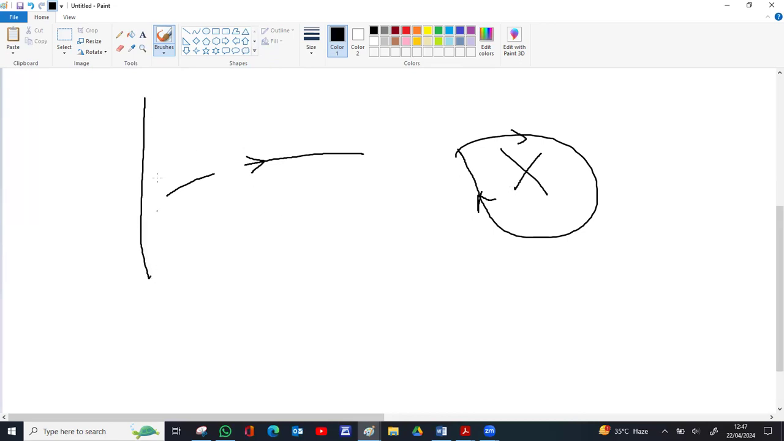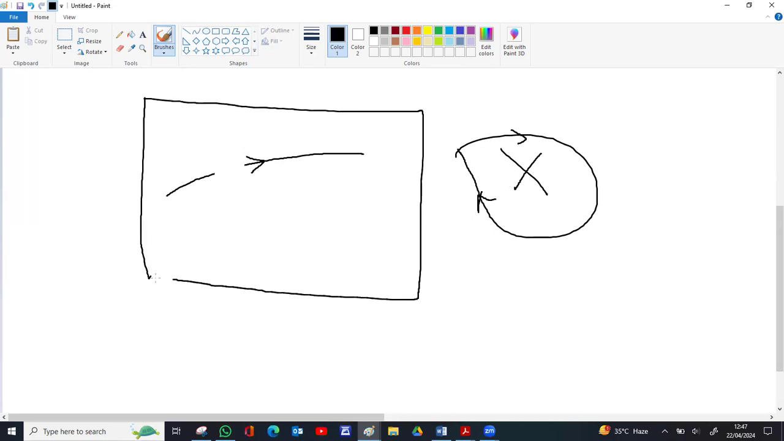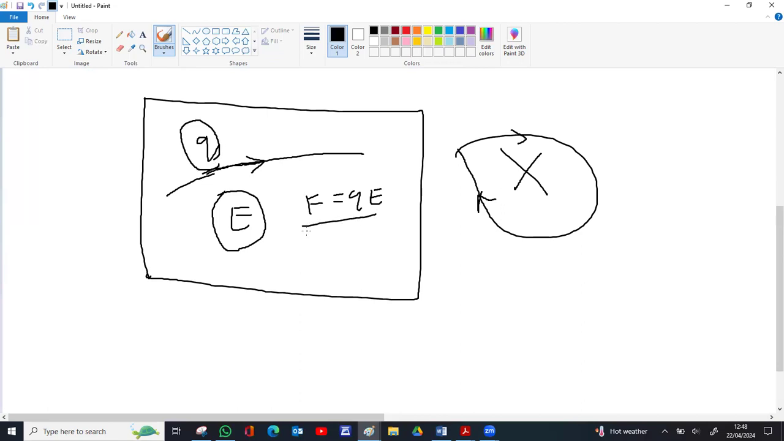If you have an electric field region, and if you leave a test charge here, the test charge always experiences a force F equal to QE. Since the force is always present on the test charge, the charge must be continuously moving, so the path must be continuous. In a region of continuous field, the test charge always experiences a force and it continuously moves.